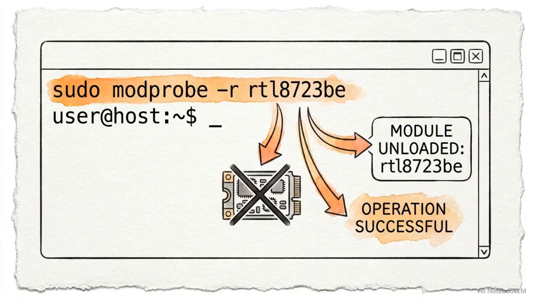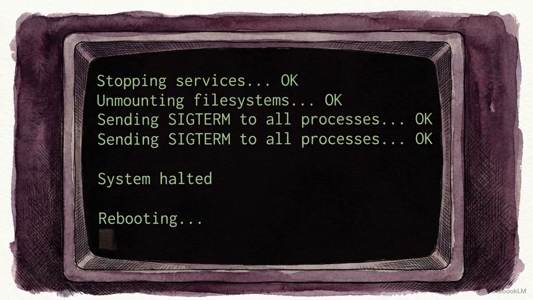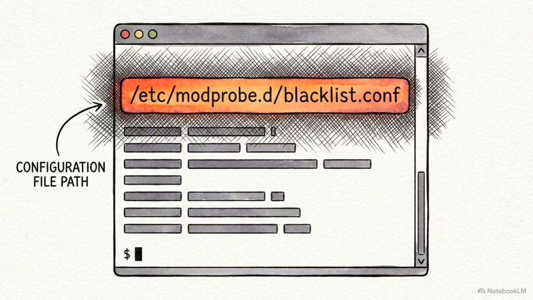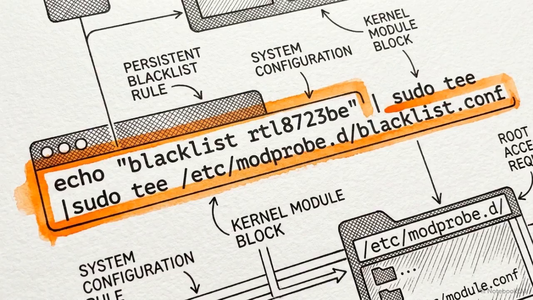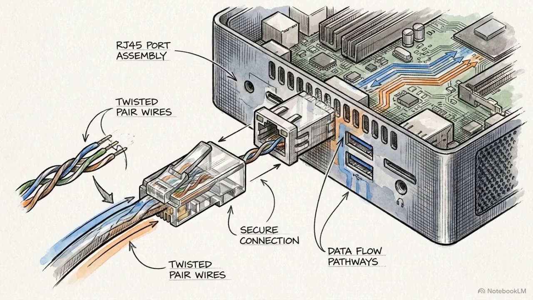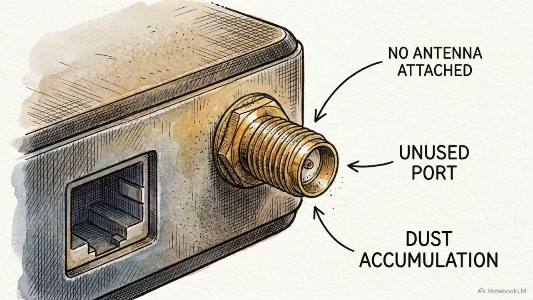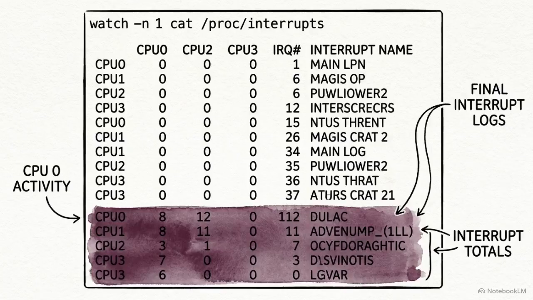Stop the error storm immediately by unloading the network module with sudo modprobe -r rtl8723be. To prevent this driver from ever loading again during a reboot, we need to create a persistent blacklist rule. Run this command to write the blacklist rule into your system's configuration directory. For a reliable home server, a wired Ethernet connection provides a much more stable architecture rather than relying on a failing Wi-Fi module. Reboot the machine and check your interrupt logs one last time.